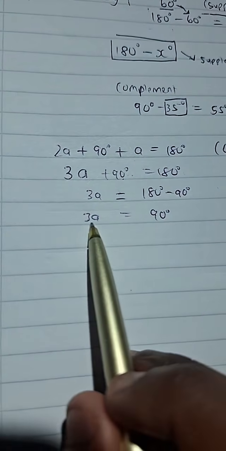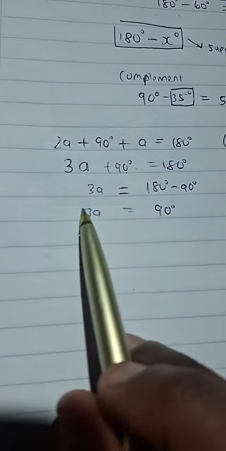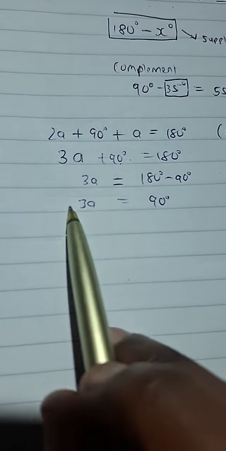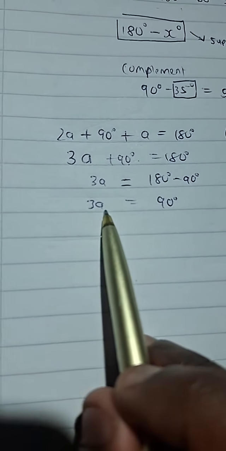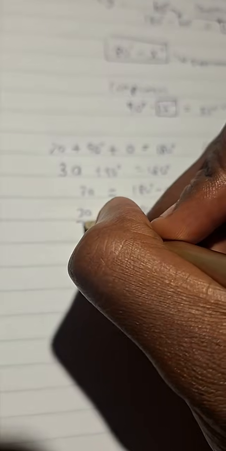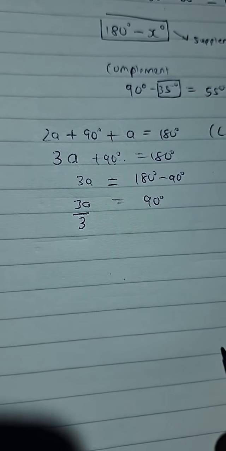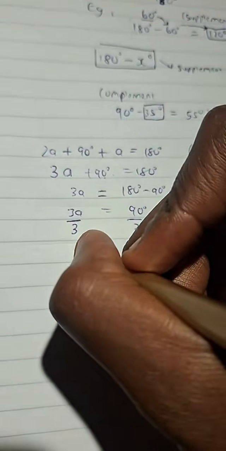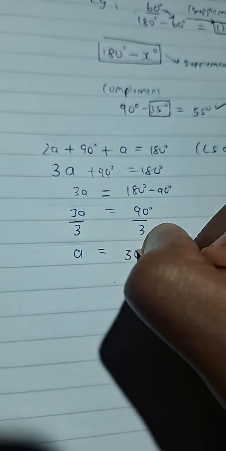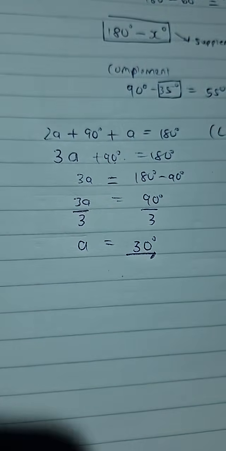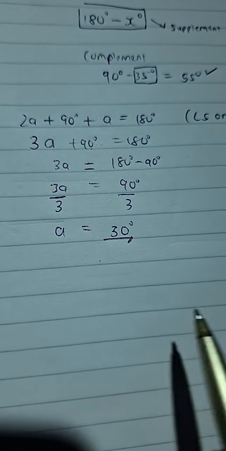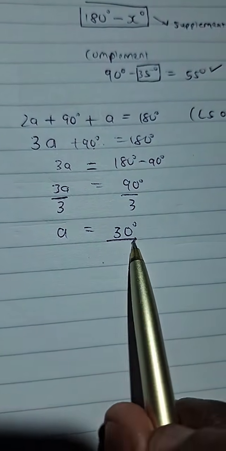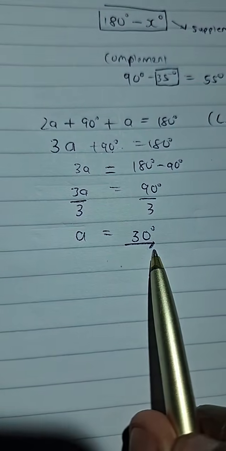Then the 3 and the a have a relationship of multiplication which combines 3 and a together. To get rid of the 3 that is multiplied with a, we divide by 3 using the multiplicative inverse. What we do on the left, we do where? On the right. We divide by 3 as well. So our a value is simply 30 degrees, grade 8s and 9s. So that is what the value of a is.